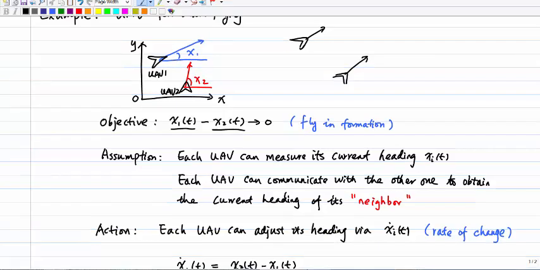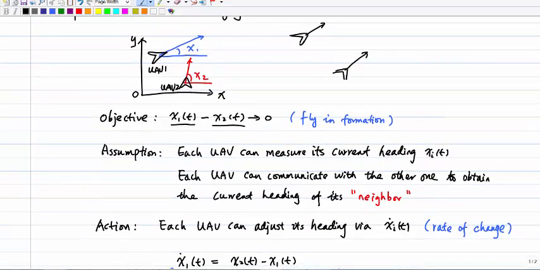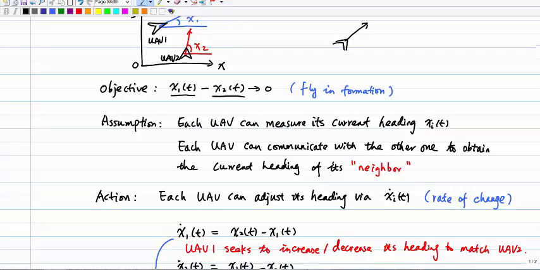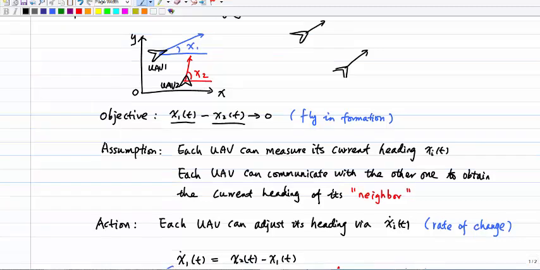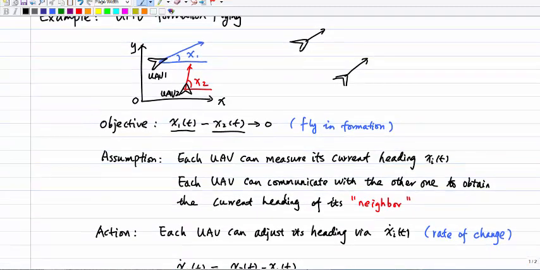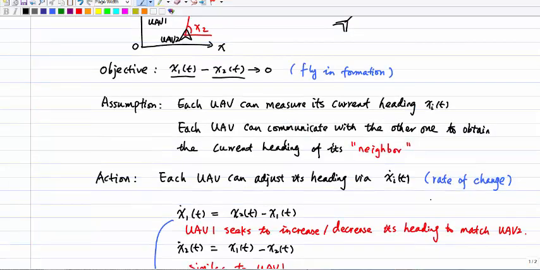The action for UAV 1 and UAV 2 is to adjust the heading so that they will align. That's the goal. We cannot directly change the heading from x1 to x2, otherwise it would be unrealistic, right? I can only change the rate at a certain velocity. For example, I can change x1 slowly, in either this direction or this direction, at a certain rate, which is what I call x1 dot t, the rate of change.